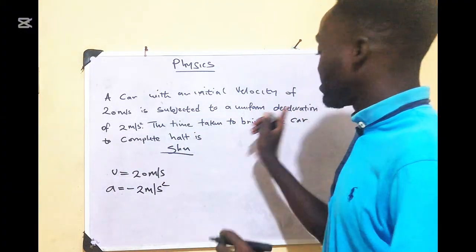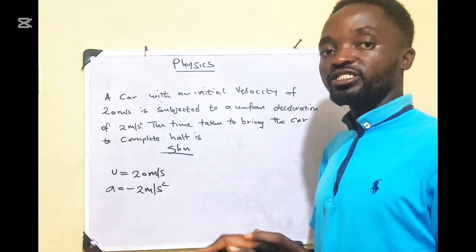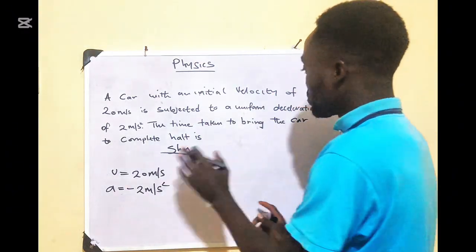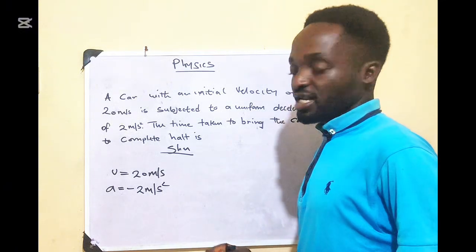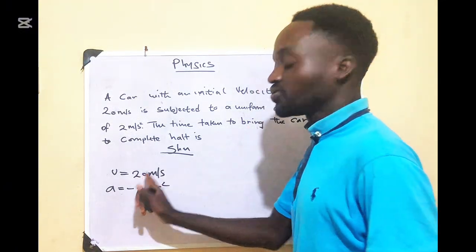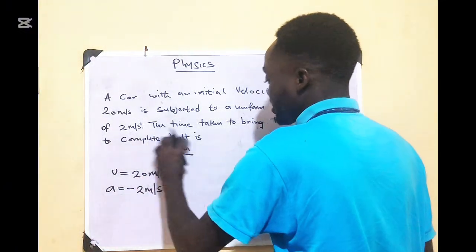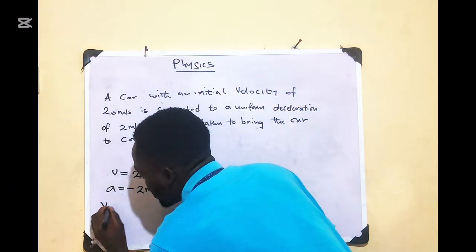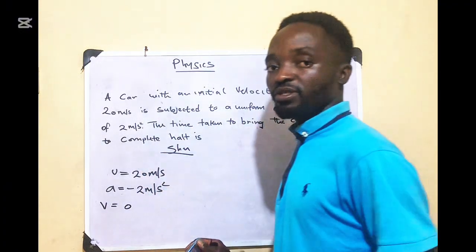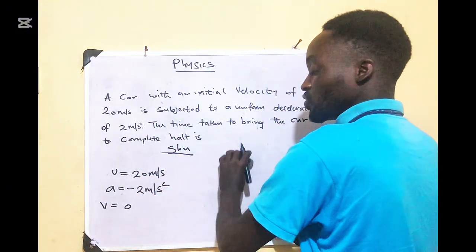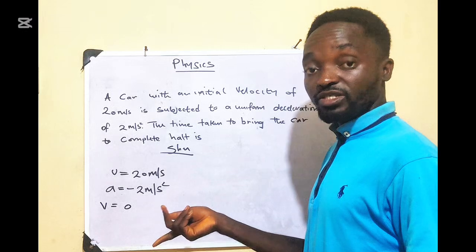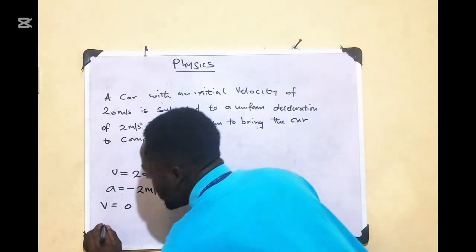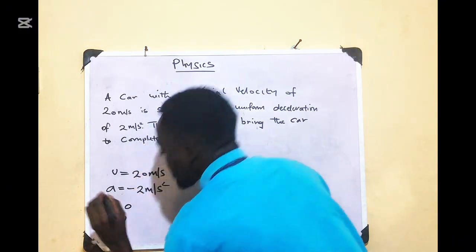So anytime you hear deceleration, it means negative acceleration, because this time you are reducing your speed, not increasing it. Another thing we need to know is that this car started with an initial velocity of 20 meters per second, but as it was moving, it came to a stop. So the final velocity, v, is going to be 0. And what we are asked to find is t, time. That's what we don't know.